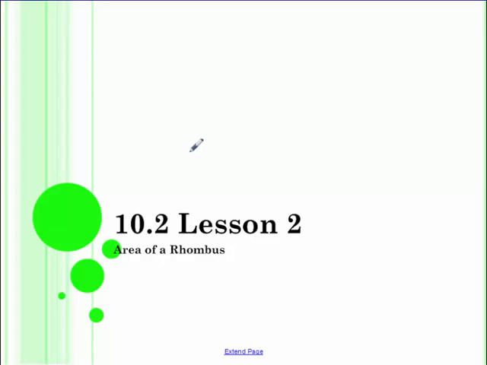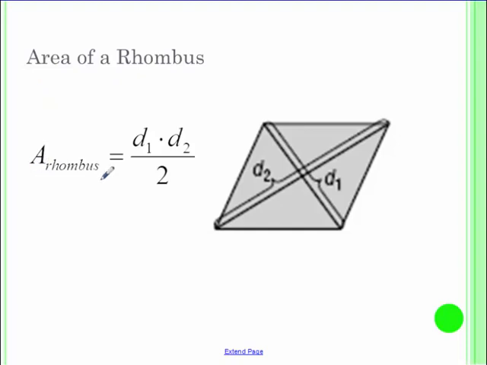Alright, so for the video on 10.2 lesson 2, we're going to talk strictly about a rhombus and how to find the area of a rhombus. So the area of a rhombus is given by this formula, and it's broken apart into the two diagonals.